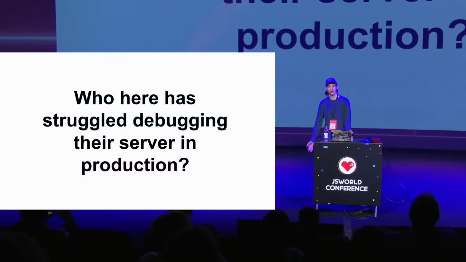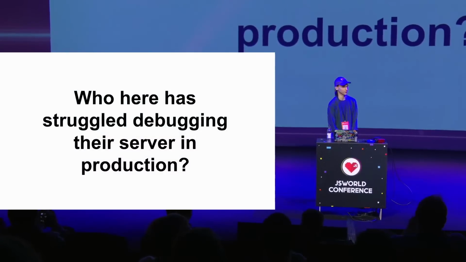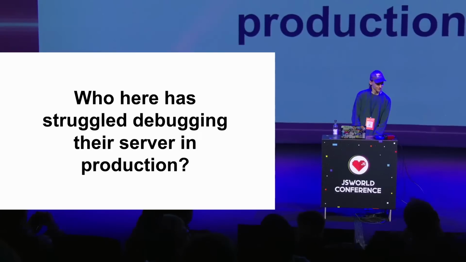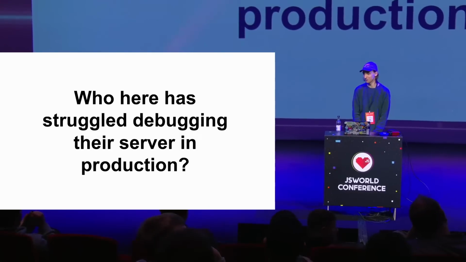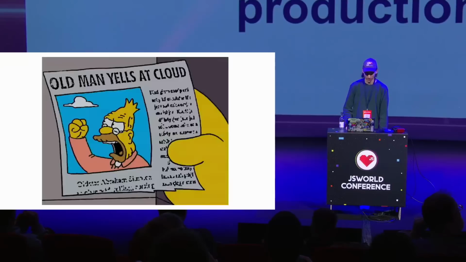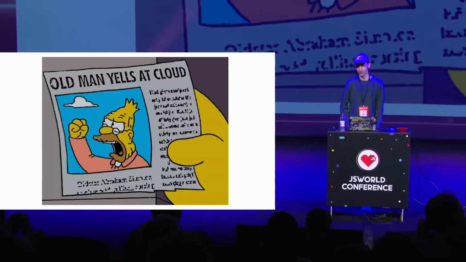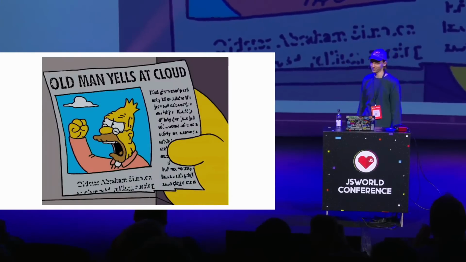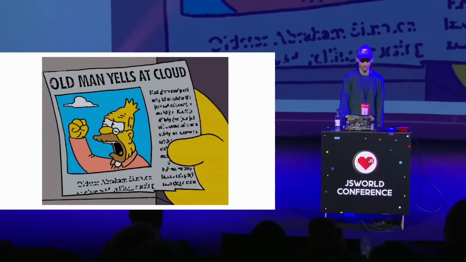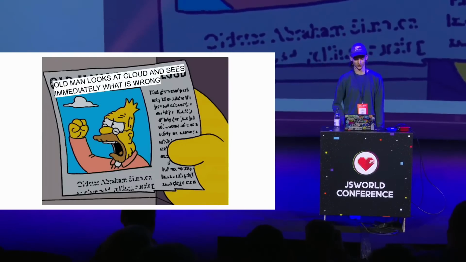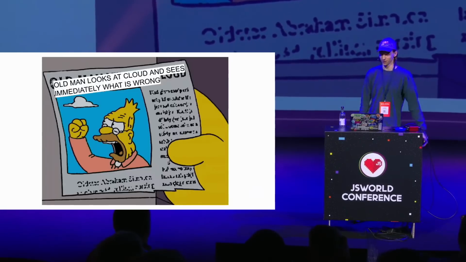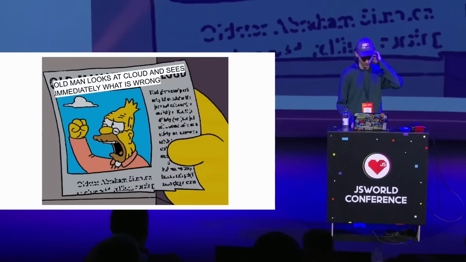So how many of you have struggled with debugging your servers in production? Just a quick show of hands. That's pretty good. It's a pretty large number of people. When I debug my apps in production, this is a representation of what that looks like. I stare at AWS and complain. I hope by the end of this talk, it'll look more something like this. Looking and knowing immediately what is wrong because your observability is great.